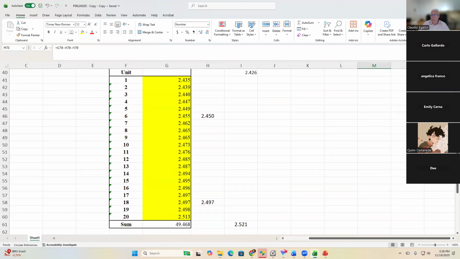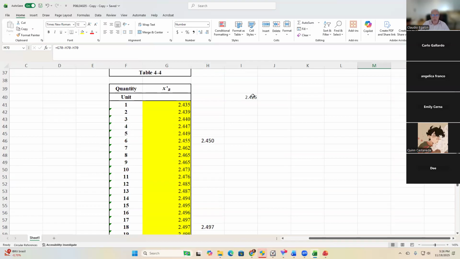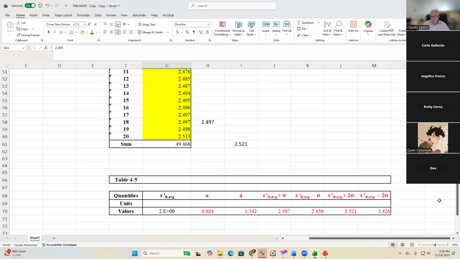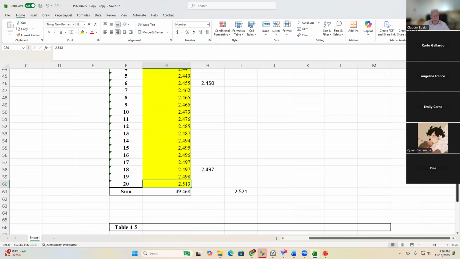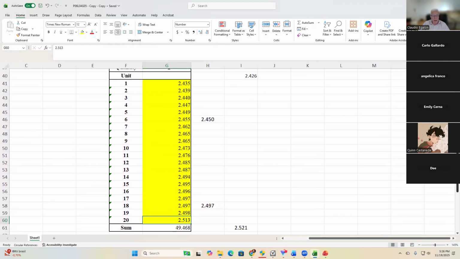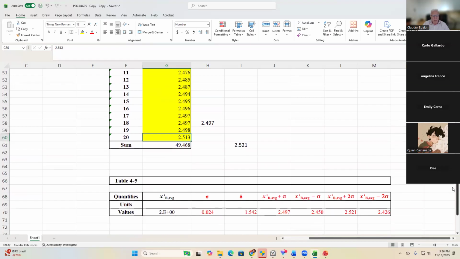2.426, we have to look at those numbers. You can see that 2.426 is smaller than the smallest value. In my case, it falls before this value, right? Before the smallest value. And the other one, plus 2 sigma, is 2.521. 2.521 is greater than the largest value. So for plus or minus 2 sigma, you have 20 of those measurements between the values. And then what did I write down?